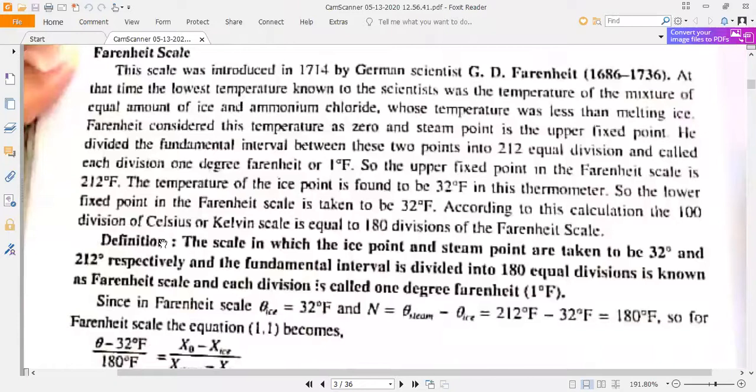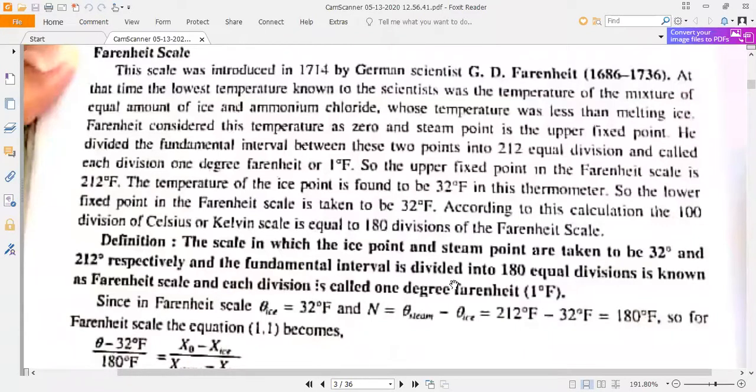Great. So let us go through the definition. The scale in which the ice point and steam point, see the ice point, that is what I was talking about a little bit ago, and steam point, I hope you already understood, are 32 and 212 respectively. Now this word is important. Respectively means I have mentioned ice point first, so the temperature that I have mentioned first will correspond to it, and steam point I have mentioned later, so the later one will correspond to the steam point.